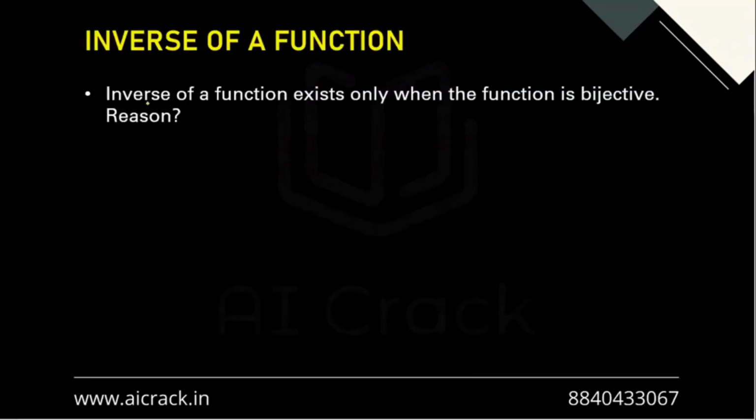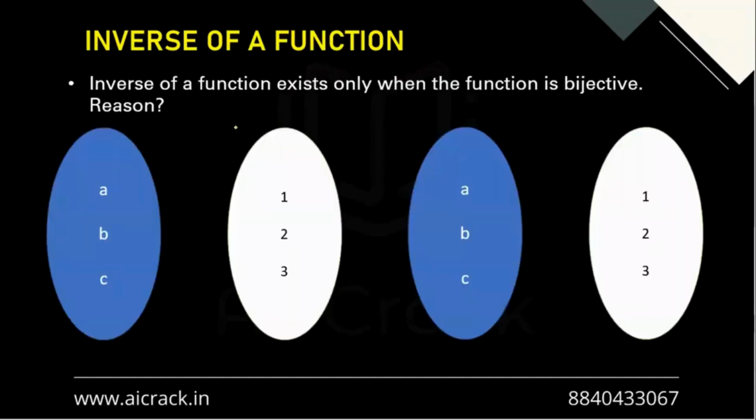Now let's talk about the inverse of a function. Our hypothesis is that the inverse of a function exists only when the function is bijective. Now let's try to prove it. We are saying that if a function is 1-1 and onto, only then can we say that the inverse of the function is going to exist.